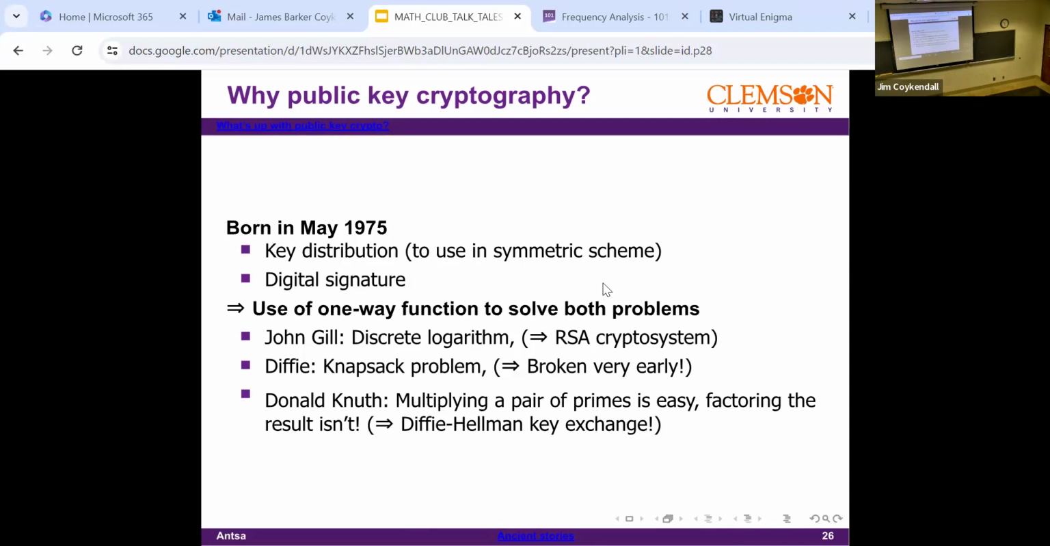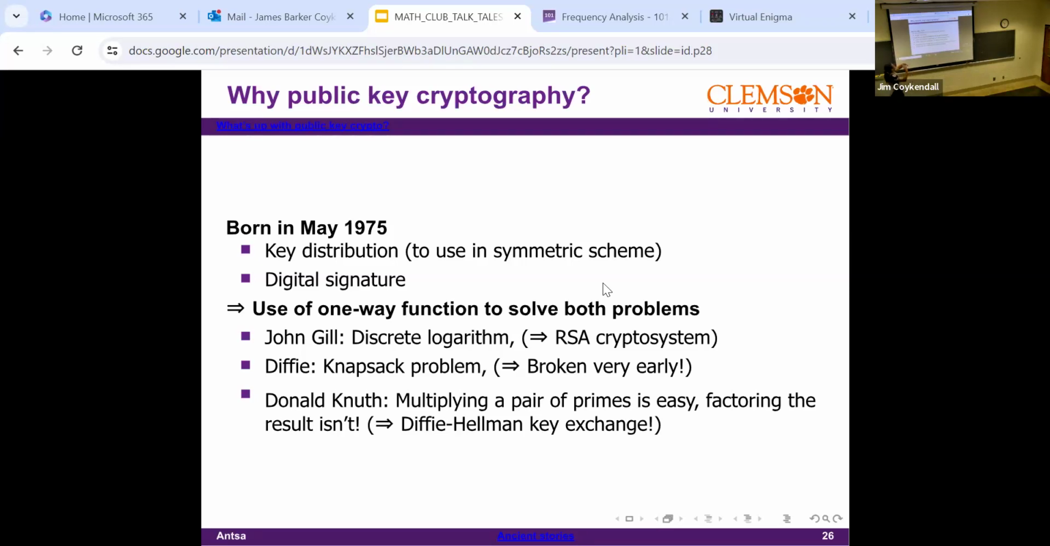It is solving the key distribution problem, so that you can use a symmetric scheme because it's fast. And it also provides us the power to do digital signatures. And the key idea is that we're going to use one-way functions to solve both problems.